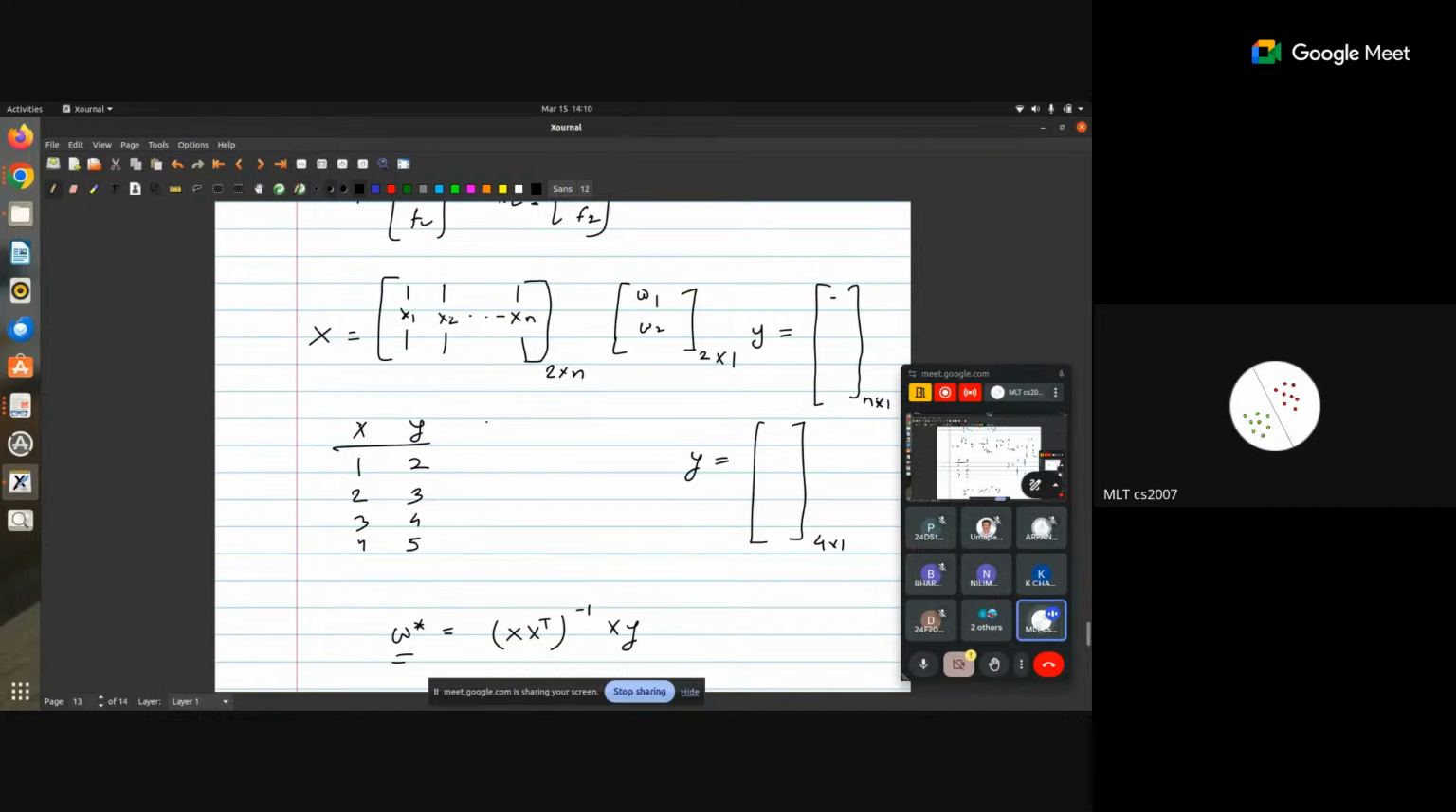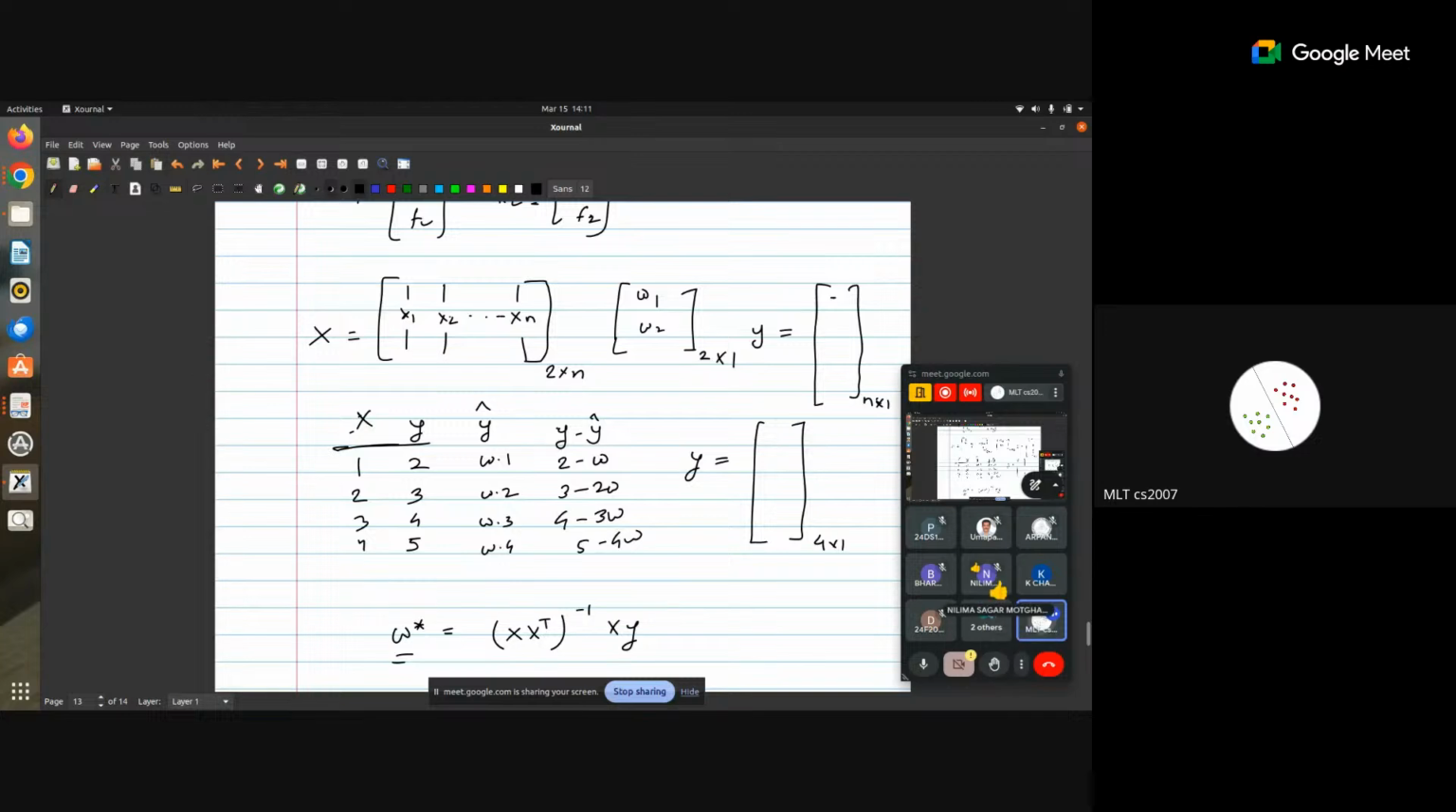See, y hat will be basically what? Let's say I'll not use x here, and these are the examples, x1 x2 x3 x4. Can I say that y hat will be wx1? Or if I just use x here like this, what should my prediction be? It should be w times 1, here it is w times 2, here it is w times 3, here it is w times 4. And what is the error here? Y minus y hat will be 2 minus w, 3 minus 2w, 4 minus 3w, and 5 minus 4w. Is that correct?